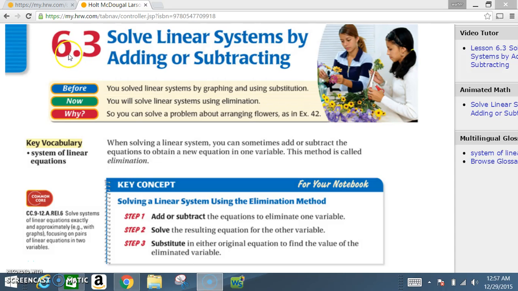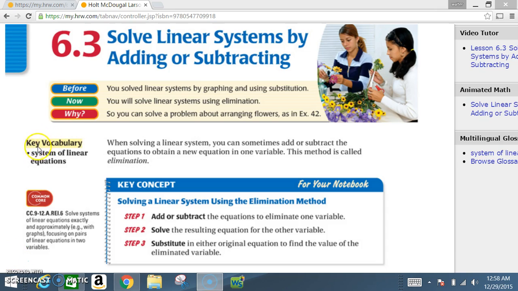Okay class, today we're in section 6.3, solve linear systems by adding or subtracting. Before, you solved linear systems by graphing and using substitution. Now, you will solve linear systems using elimination. Why? So you can solve a problem about arranging flowers, as in exercise 42.